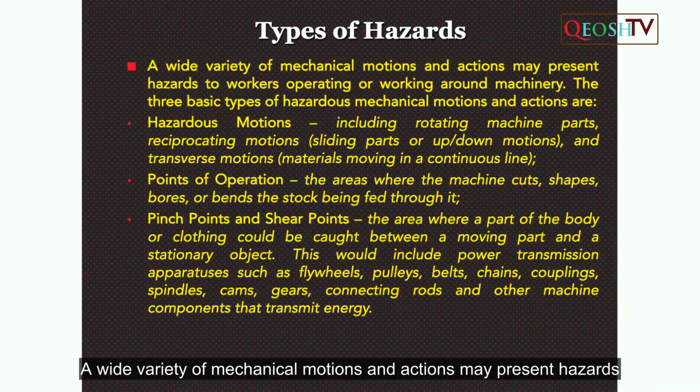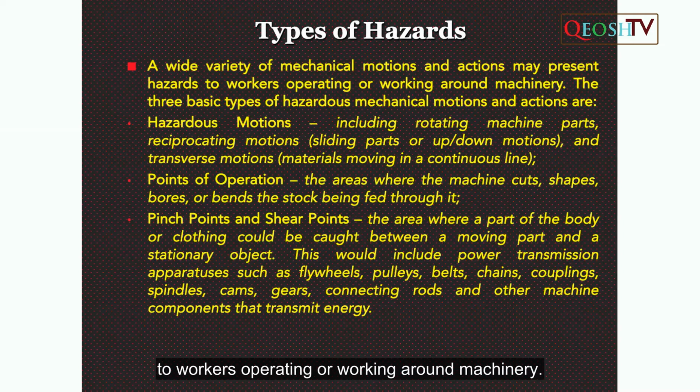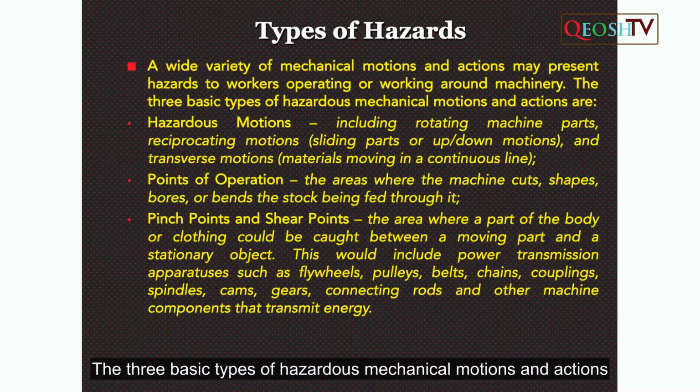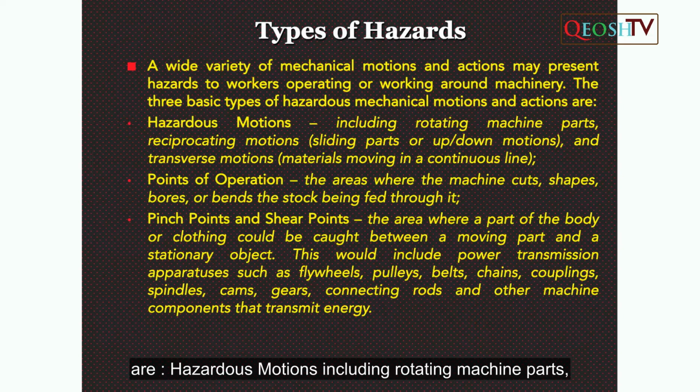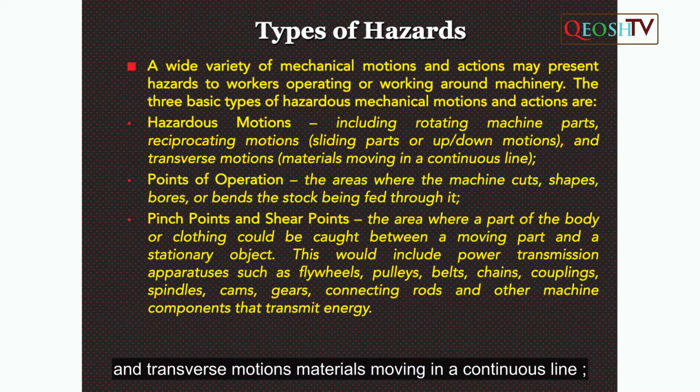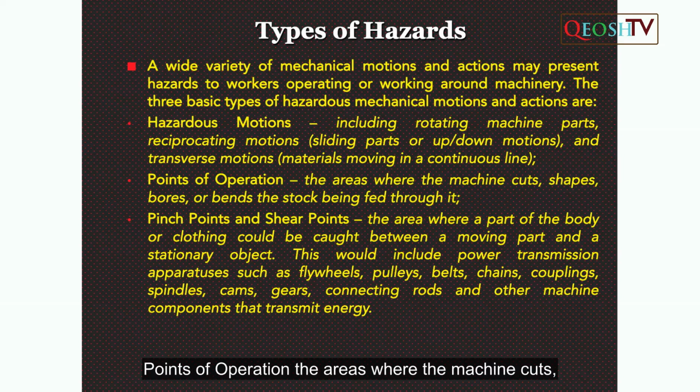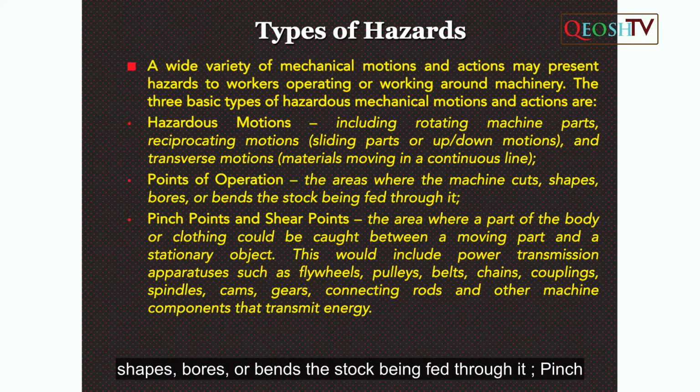Types of hazards. A wide variety of mechanical motions and actions may present hazards to workers operating or working around machinery. The three basic types of hazardous mechanical motions and actions are: hazardous motions including rotating machine parts, reciprocating motions, sliding parts or up-down motions, and transverse motions, materials moving in a continuous line. Points of operation: the areas where the machine cuts, shapes, bores, or bends the stock being fed through it.